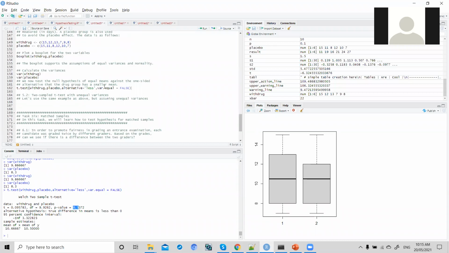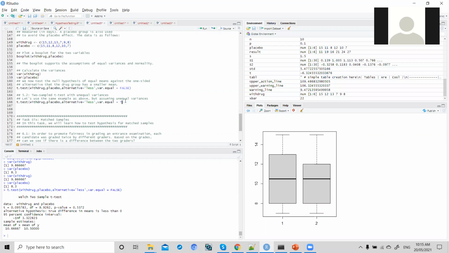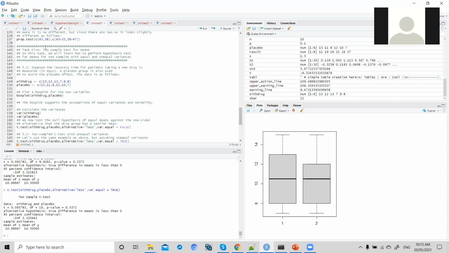So even if we do var.equal equals TRUE, we're getting the same result. So this is not causing much difference here. So this was the two sample test for me.